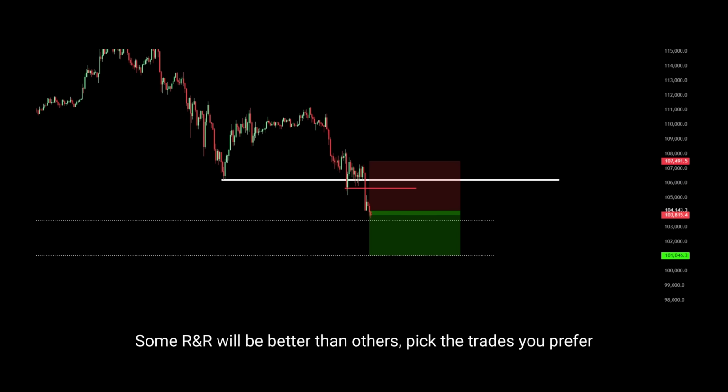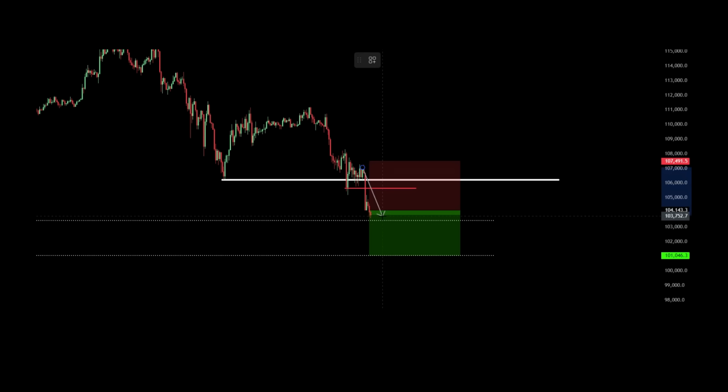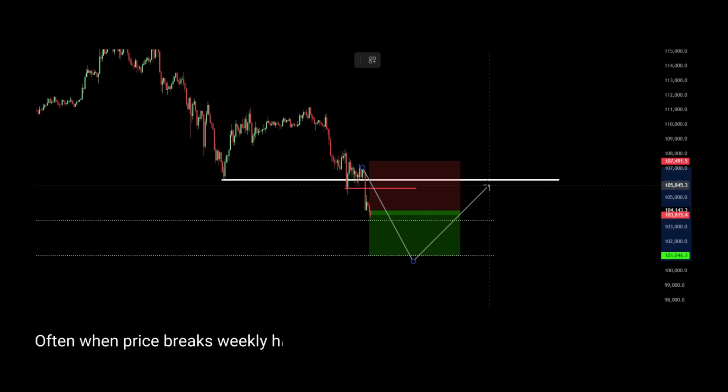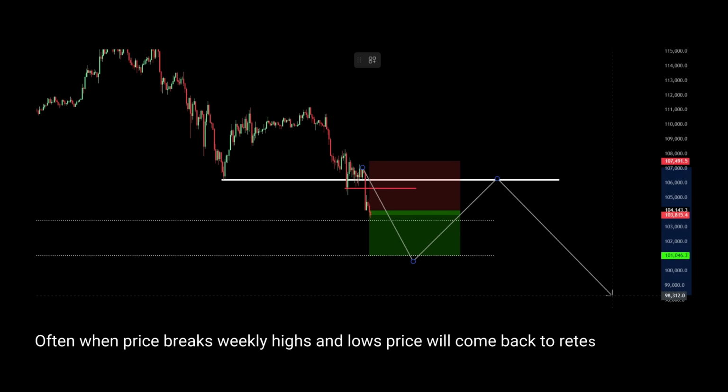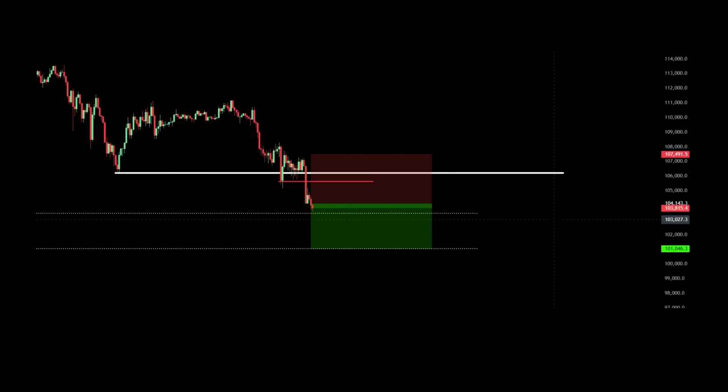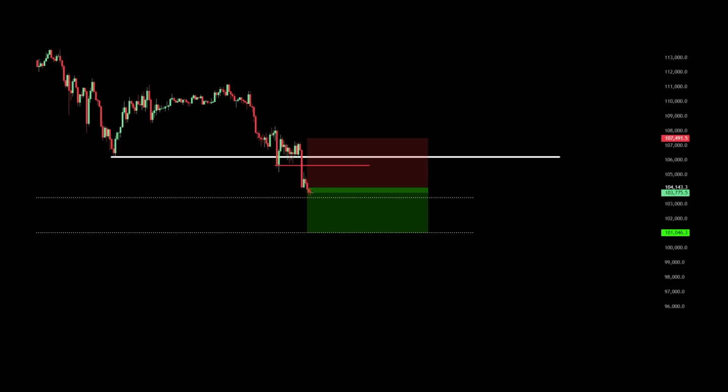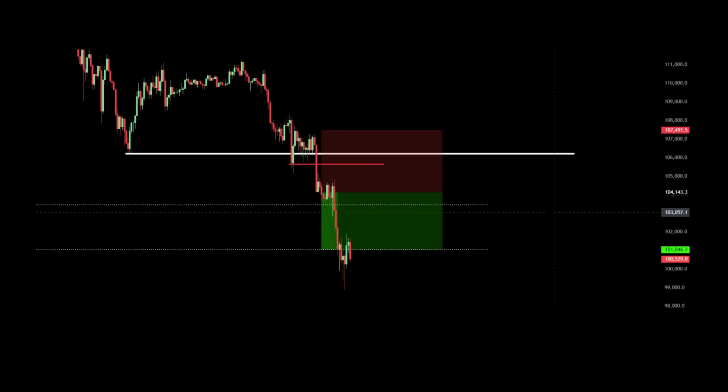Also keep in mind, when we get break of structures to the downside, oftentimes price likes to come back to retest that level and then continue more to the downside. So we have another potential entry when price retraces to this level. But let us focus on this current trade. So you can see here, price has broken that level, and then price drops all the way down and takes our profit. So that would have been a nice clean trade.